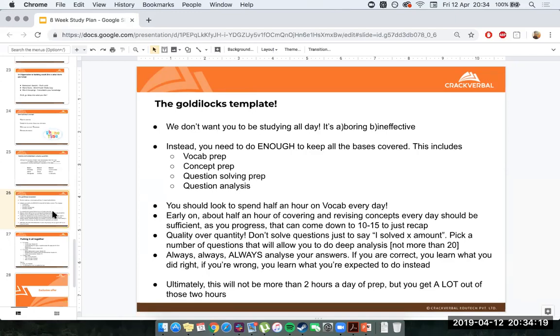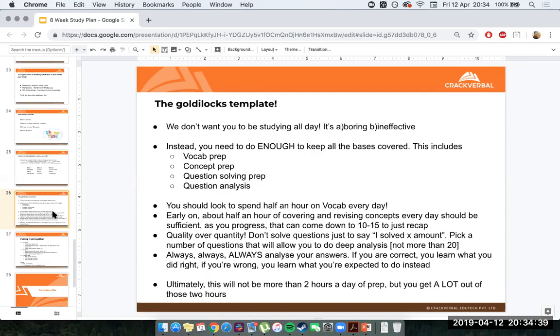Now, when it comes to doing questions, remember that it's quality over quantity. Don't just solve questions. We have people who say, yeah, I can solve 50 questions a day. I can solve 100 questions a day. I'm prepared to study 6 hours a day. I'm prepared to study 8 hours a day. And I'm there like, hey man, chill out a little bit, right? You don't want to solve questions just for the sake of saying I solve questions.